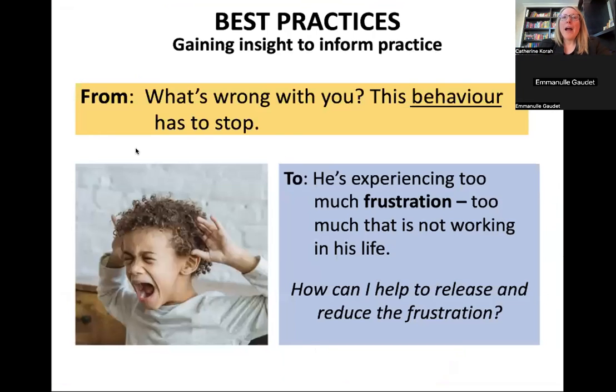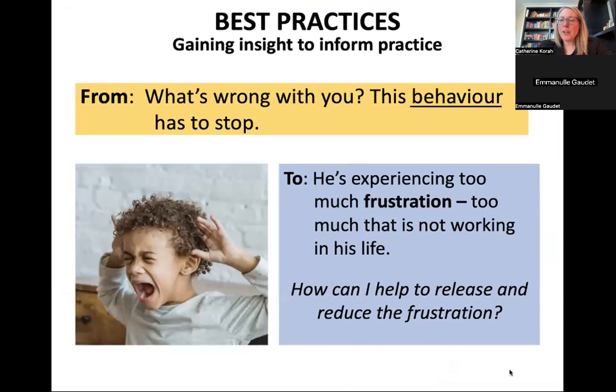And so rather than talking about what's wrong with the child and that the behavior has to stop, really shifting that lens to, oh my goodness, is the student experiencing so much frustration right now? There are so many things, and I can name them, that is not working in their life. And so my job is not to get the behavior to stop. It is, what can I do to help to release and reduce the frustration in their system?